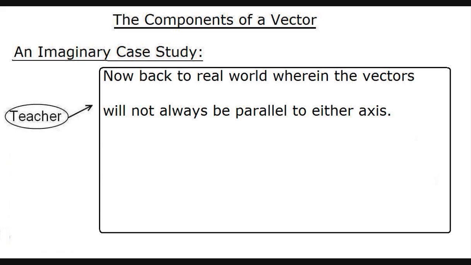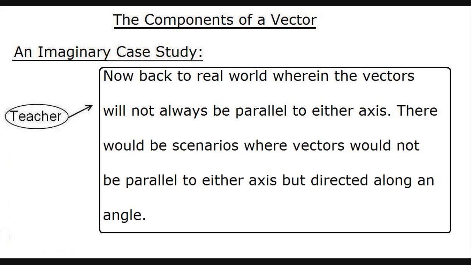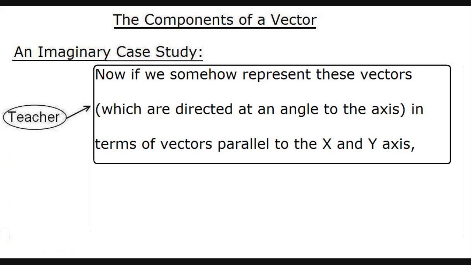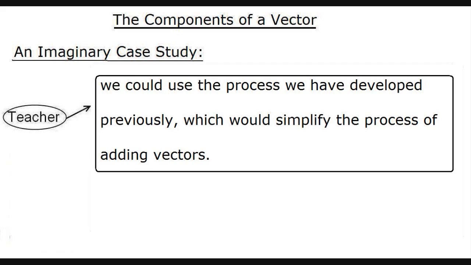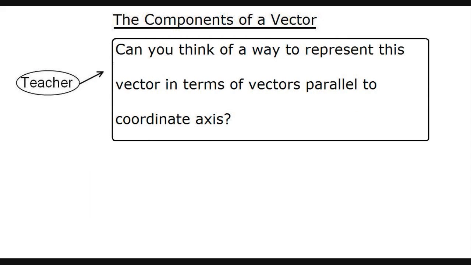Now back to the real world, wherein the vectors will not always be parallel to either axis. There would be scenarios where vectors would not be parallel to either axis, but directed along an angle. Now if we somehow represent these vectors, which are directed at an angle to the axis, in terms of vectors parallel to the x and y axes, we could use the process we have developed previously, which would simplify the process of adding vectors. Can you think of a way to represent this vector in terms of vectors parallel to the coordinate axes?